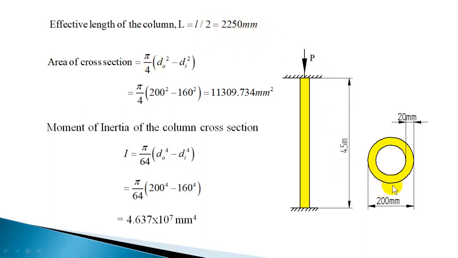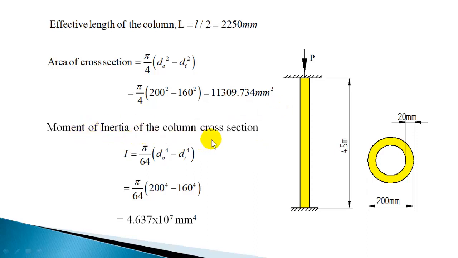First you should find the inside diameter. Outside diameter is given as 200. Inside diameter will be 200 minus the thickness, which you should reduce on either side. That is 200 minus 2 into 20, that is 200 minus 40, or 160. So inside diameter DI is 160 mm. Now you can find the area of cross section, pi by 4 into D naught square minus DI square. Substituting for D naught and DI, you get 11,309.734 mm square as the area of cross section.